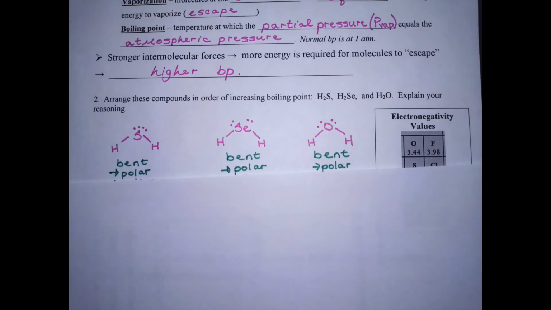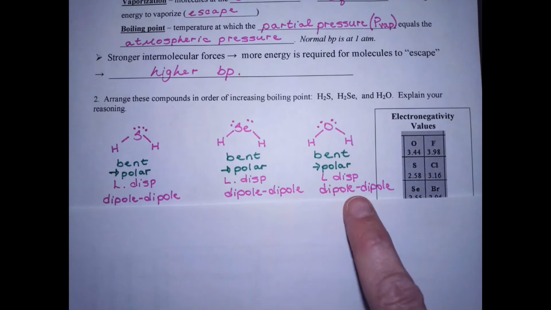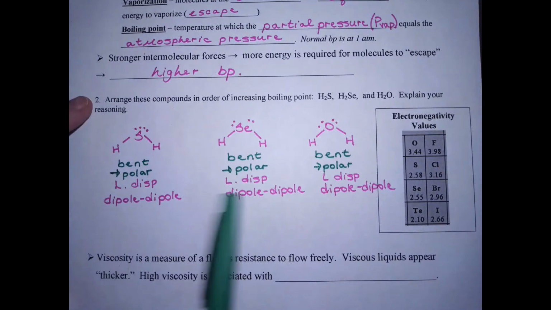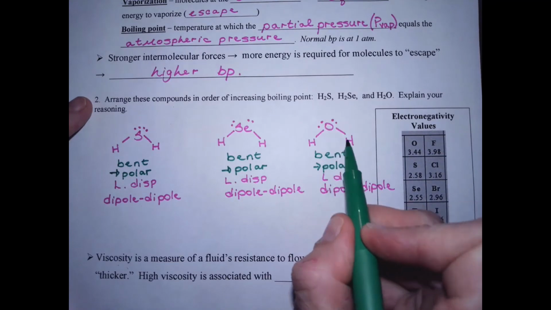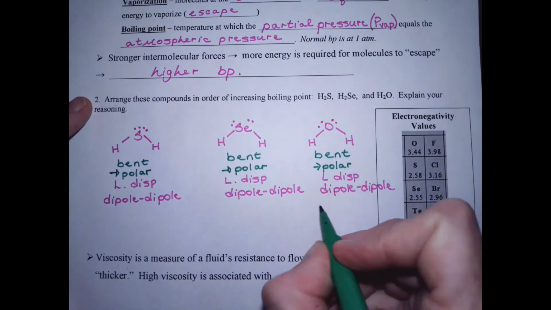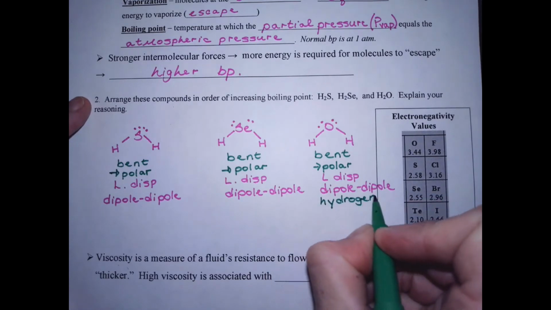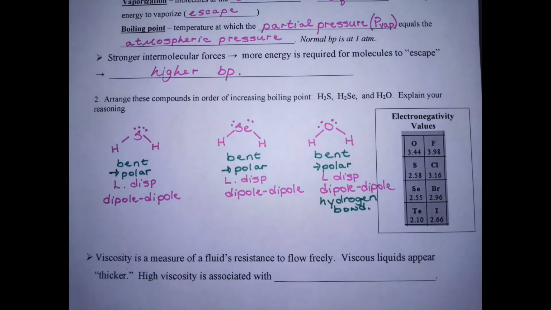Once you've identified all 3 molecules as being polar, you can list dipole-dipole as one of the intermolecular forces exhibited by this set of molecules. In addition, since they all have electrons, we're going to see London dispersion forces with all 3 as well. Here we have oxygen directly attached to hydrogen, so we also have hydrogen bonding with the water molecule. Hydrogen bonding is the strongest of all of our intermolecular forces.